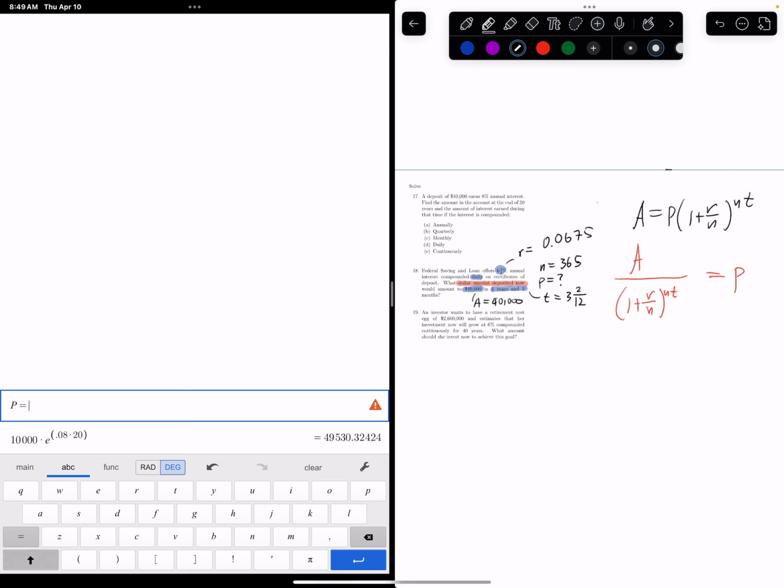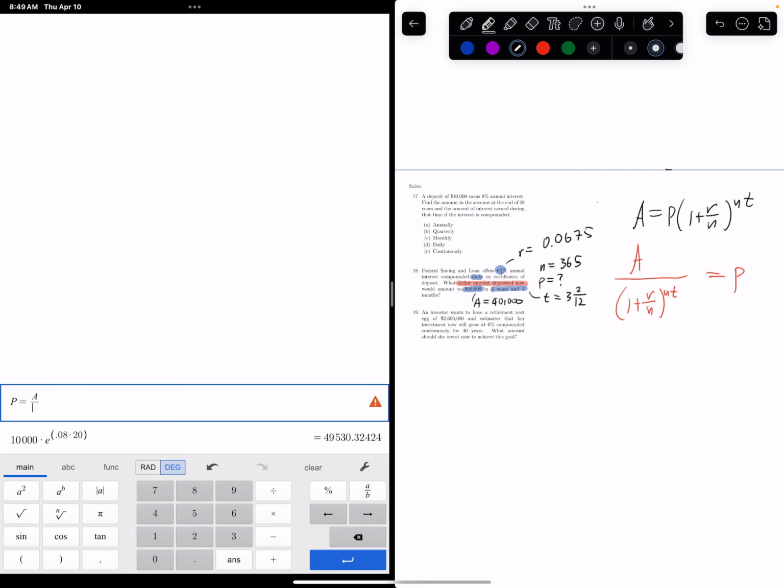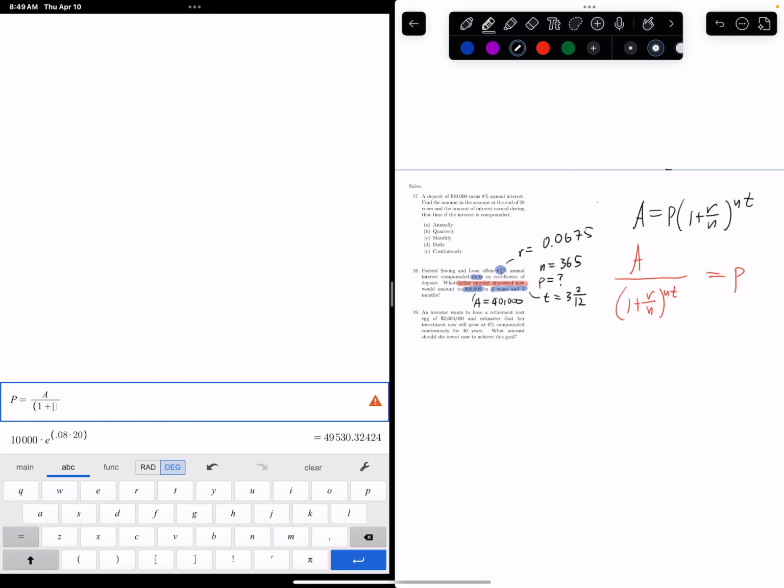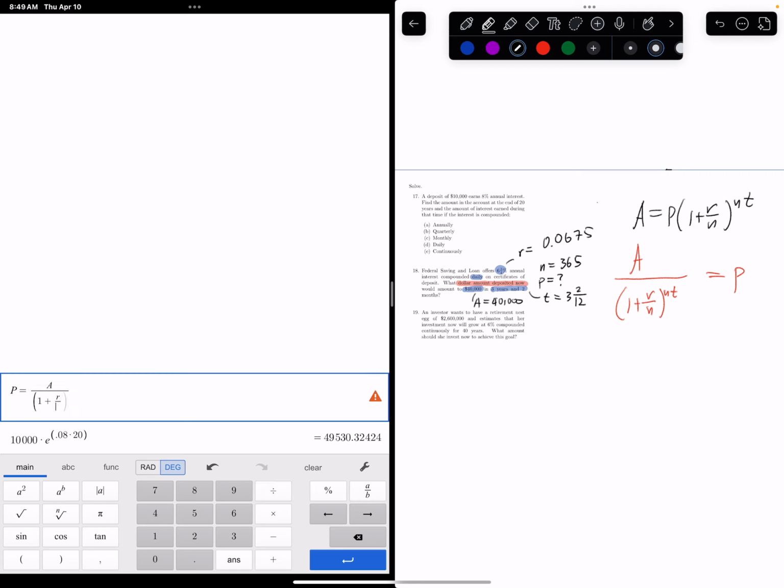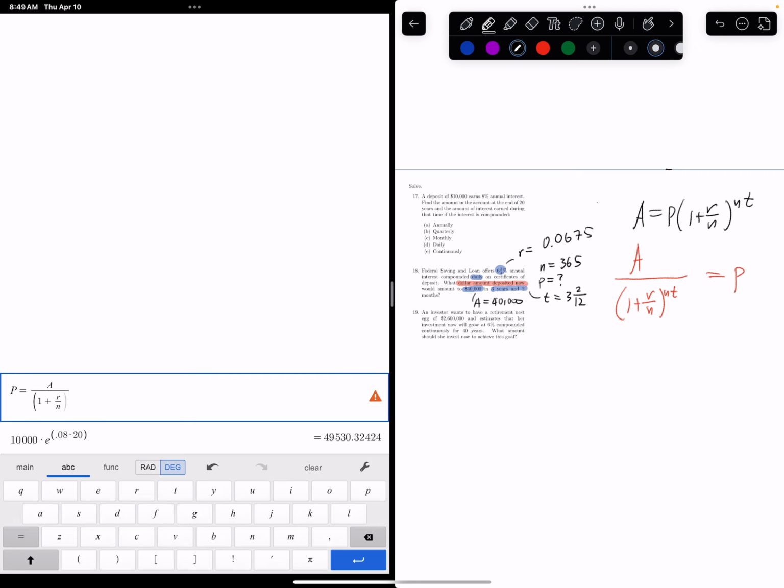P is equal to A. Just be careful with your order of operations here. Make sure you include parentheses where you need them. 1 plus R. Of course, you could do this with the numbers if you prefer, but I like to just use the letters as placeholders. You know, as I'm talking about this, actually, I should show you the other way. I should show you the harder way, just because let's say you're only using your scientific calculator, then you need to know how to do that. So let's do it that way.